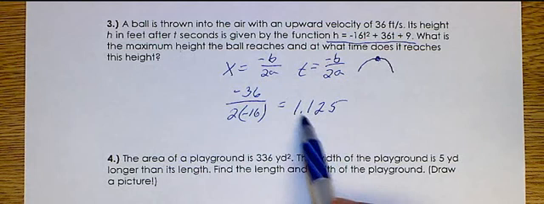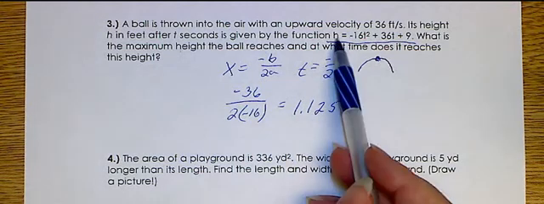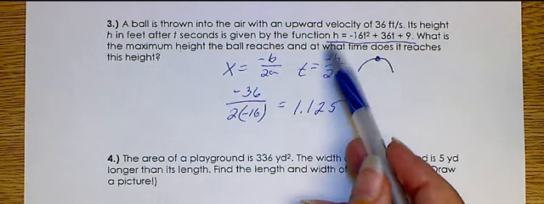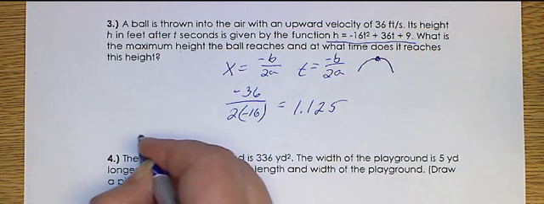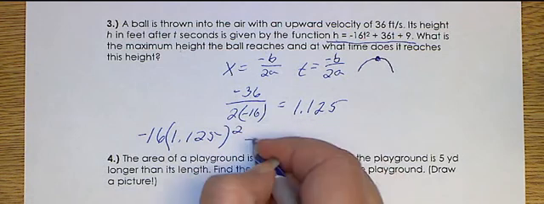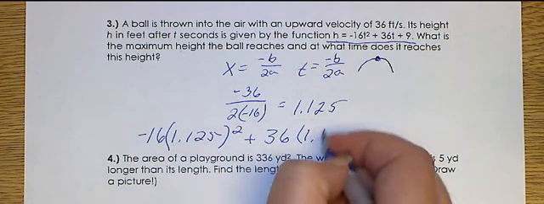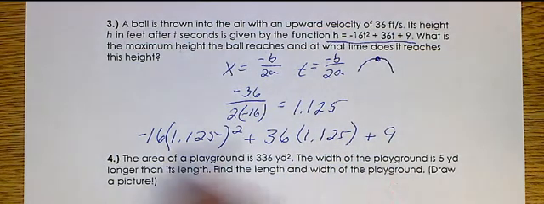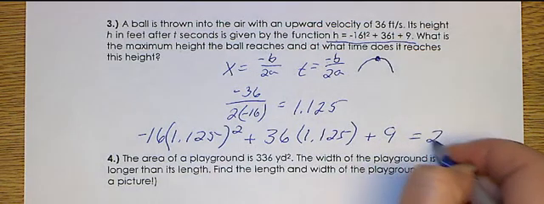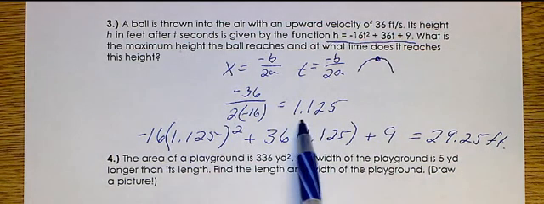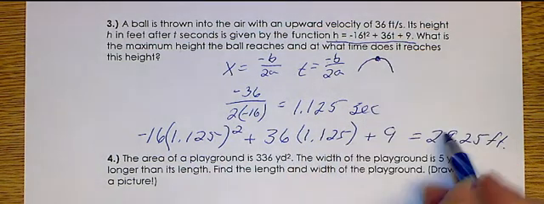Once you have this, how do I find out the height of it? This is the time. How do I find the height? Plug it in. So you would put in your calculator negative 16 times 1.125 squared, plus your 36 times 1.125, plus my 9. Throw this all into your calculator, you get 29.25 feet. So the maximum height is at 1.125 seconds, and the height is 29.25 feet.